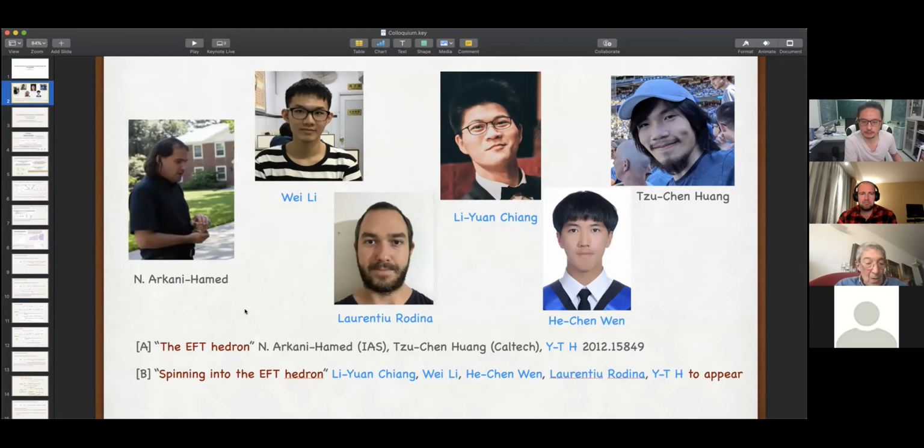Zheng Huan is a PhD student at Caltech. Laurentiu Rodina is a postdoc who is currently here in Taiwan. And we have great undergraduate students, Li Yuan Jiang and He Chengwen, as well as Wei Li, who's going to Boston in the summer.